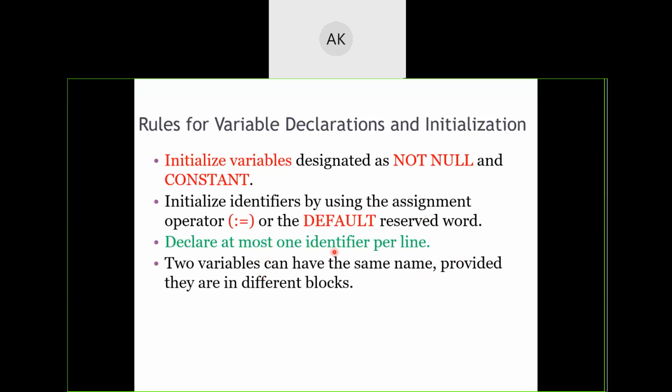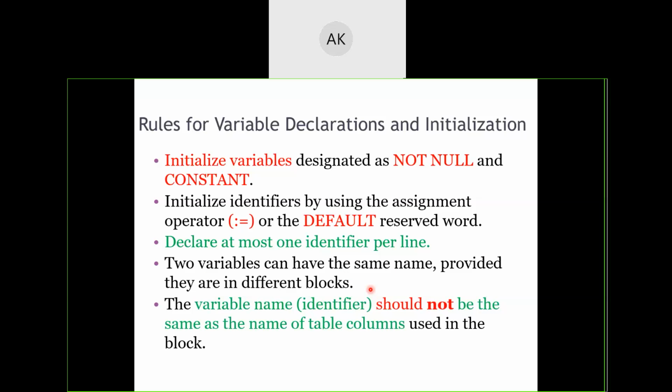So declare only one variable per line. There are no multiple variable declarations as in C, C++ and Java. Two variables can have the same name provided they are in different blocks. Variable name should not be the same as the name of the table columns used in the blocks. This is again a condition. These conditions are on top of the rules that were there for the identifiers, the naming convention rules.